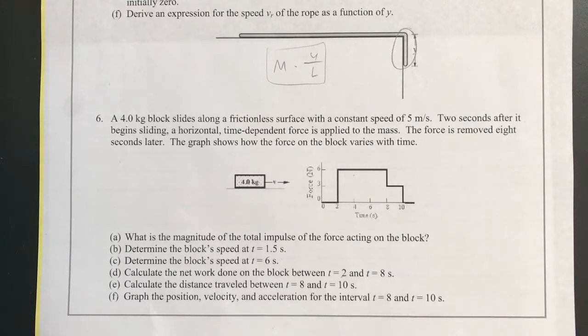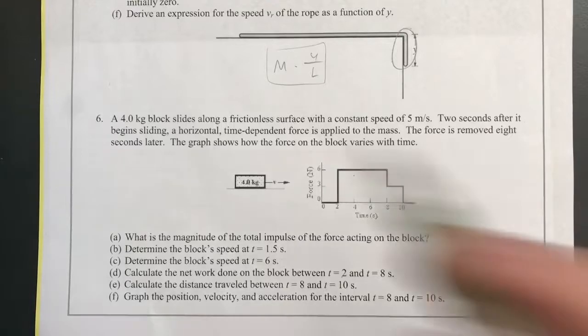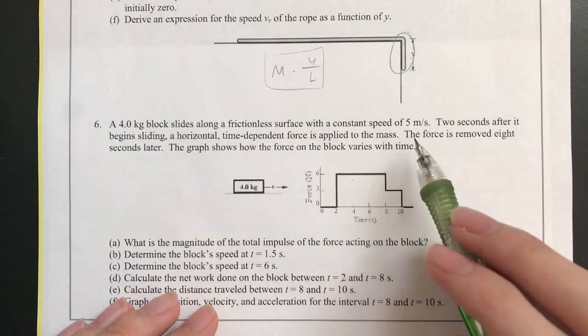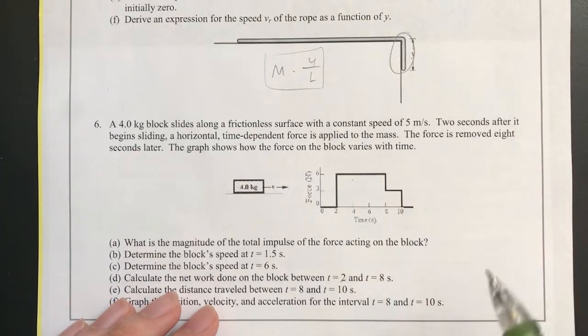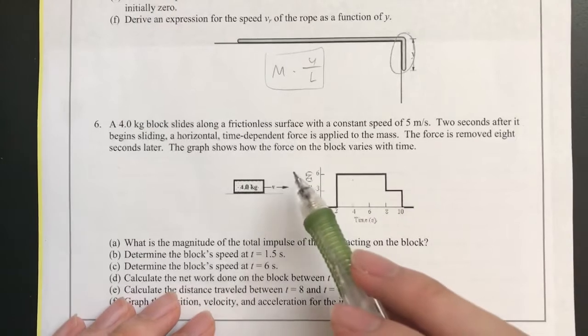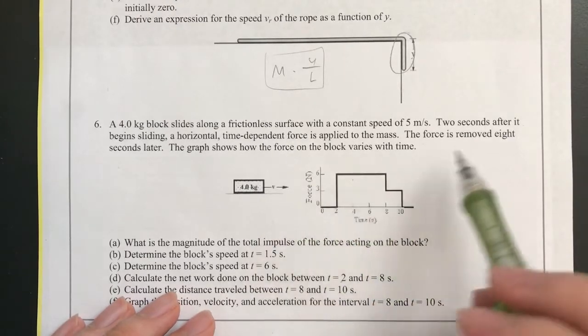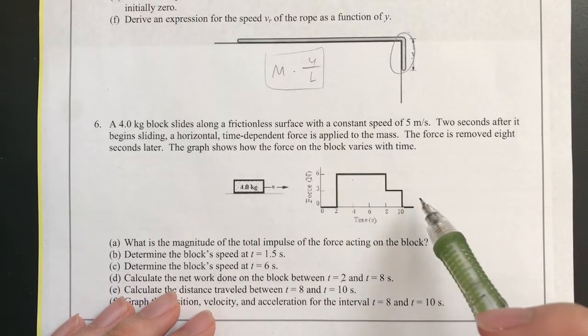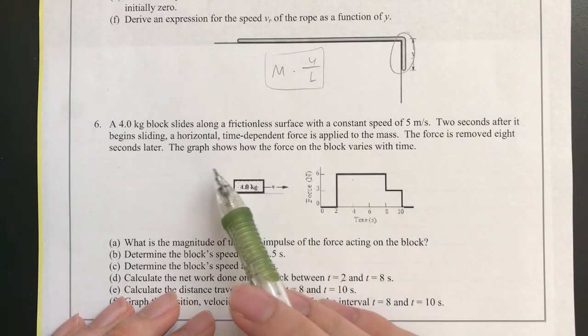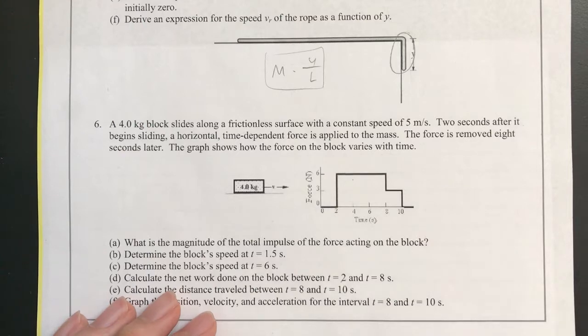Hello, this is AP Physics C, FRQ Set 7, Question 6, the final one of the practice set. A 4 kilogram block slides along a frictionless surface with a constant speed of 5 meters per second. 2 seconds later, it begins sliding. A horizontal time-dependent force is applied to the mass, and the force is removed 8 seconds later. The graph shows how the force on the block varies with time.